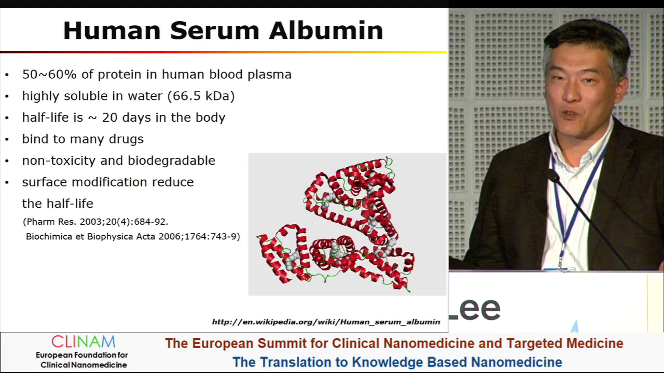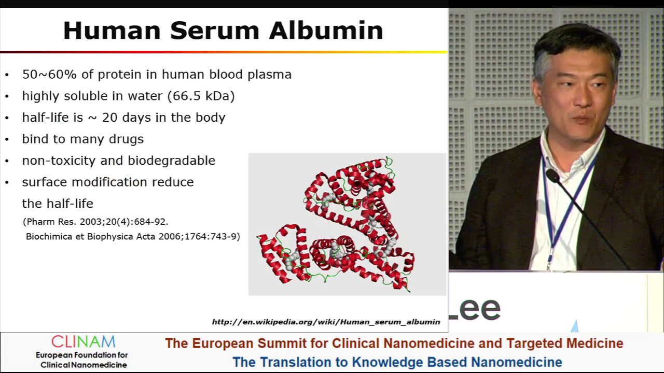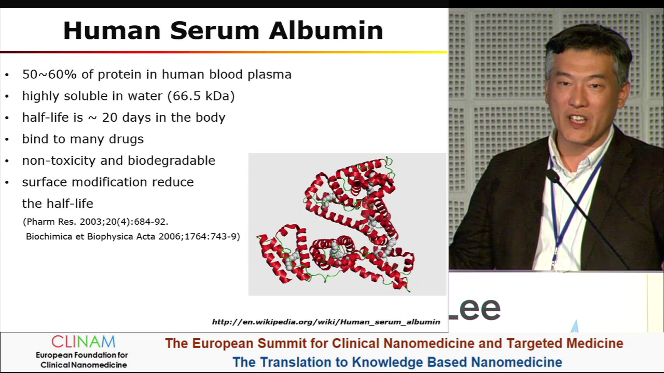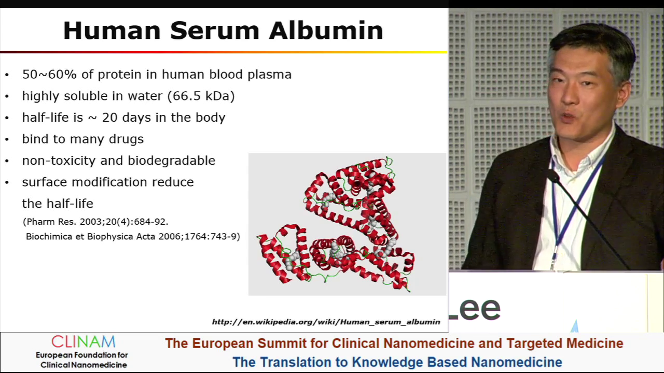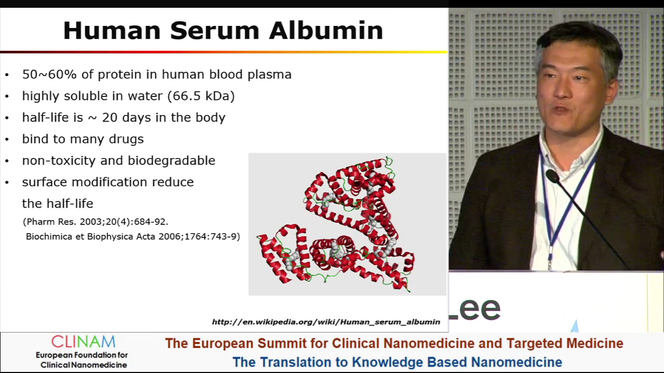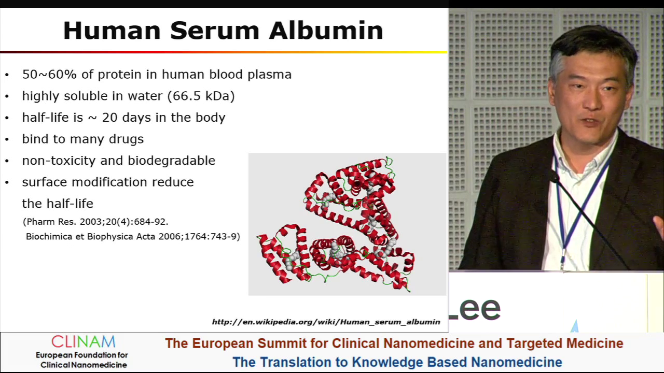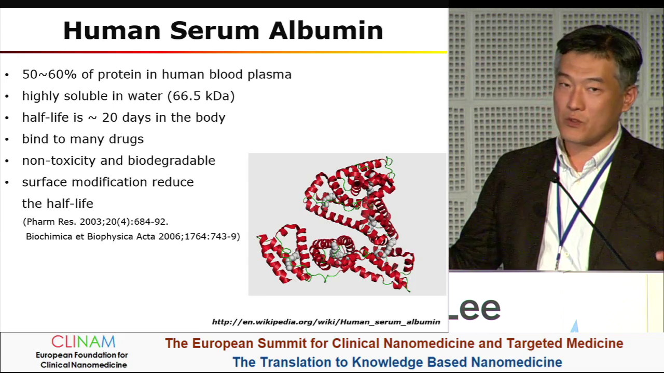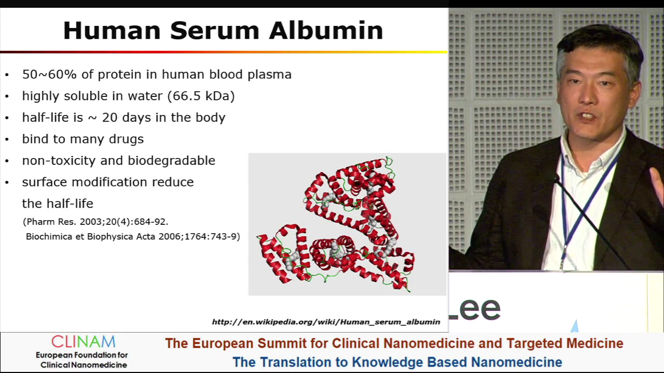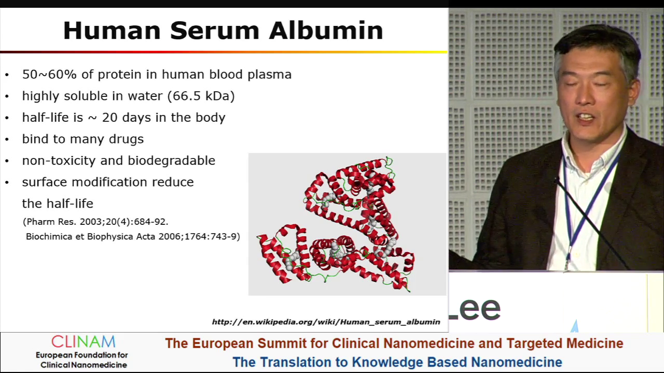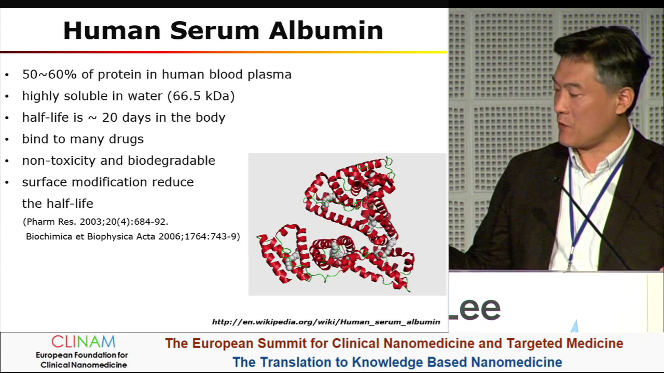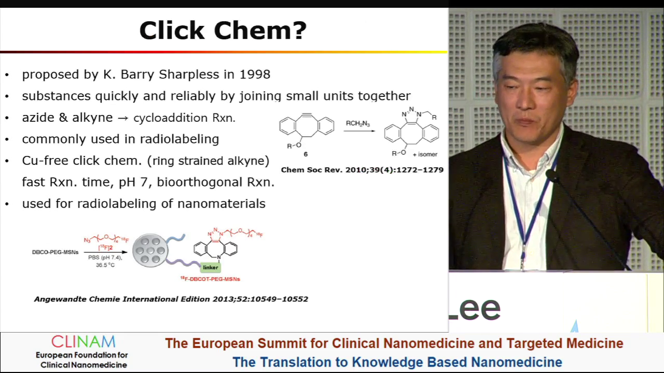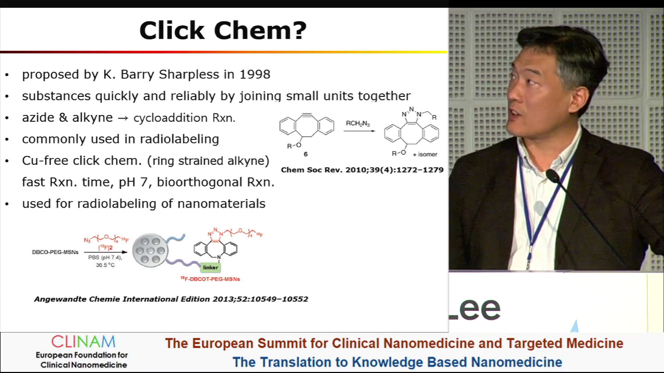First of all, we have to know the nature of albumin. Natural albumin has a 20-day half-life in our body. So our new system somewhat resembles the nature of albumin. And also, you know that a small modification of the albumin surface can affect the half-life in vivo. And one more thing, we have to know the click chemistry for our system.